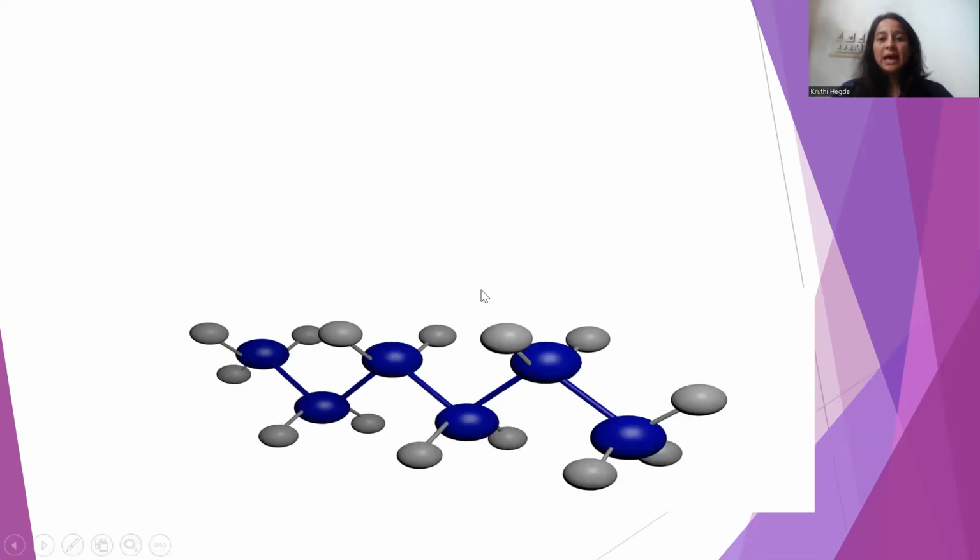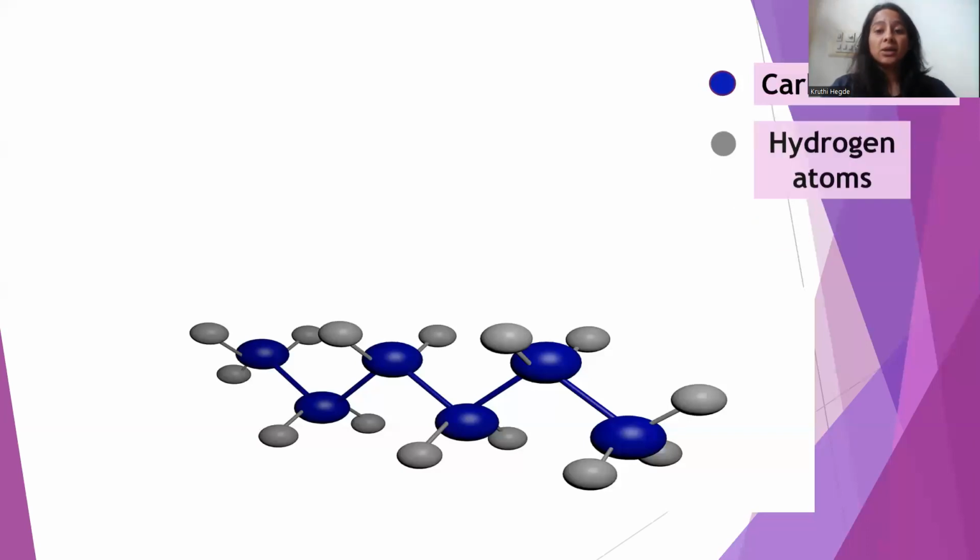Here is a carbon compound given. Looking at that carbon compound, you should be able to name it. But here they have not given it in terms of a skeletal structure. They have given a 3D diagram of an organic compound. So which is carbon, which is hydrogen? Here, blue circles represent carbon and gray circles represent hydrogen atoms.